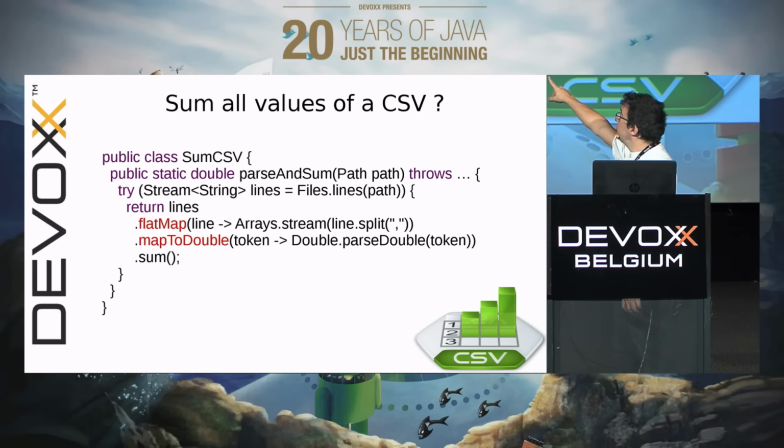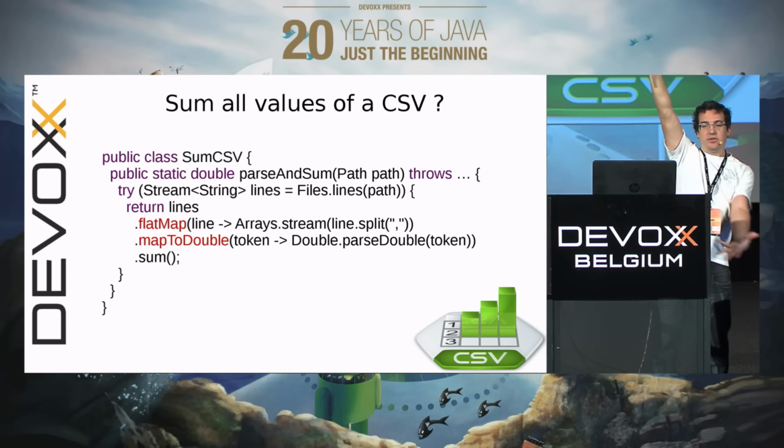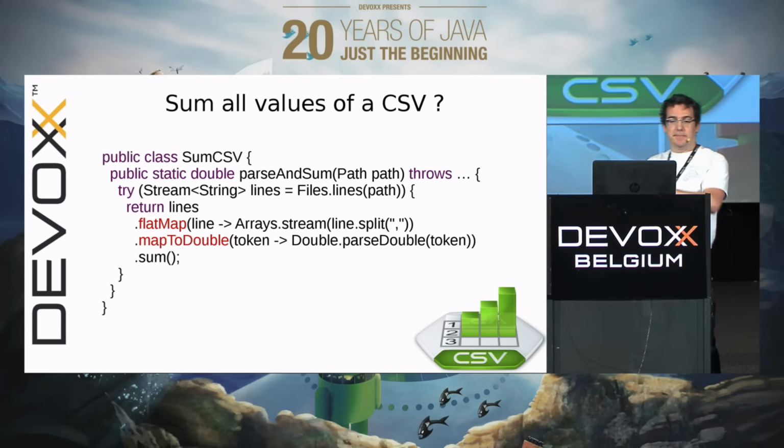And then for each token, I call Double.parseDouble with my token. It will transform it to a double. And at the end, I just sum all the doubles. The thing which is nice here is that the Stream API doesn't create intermediary representations. It's not something like I will create a list of strings and put 2 gigs of lines in my memory and then do each processing. It will be done online.